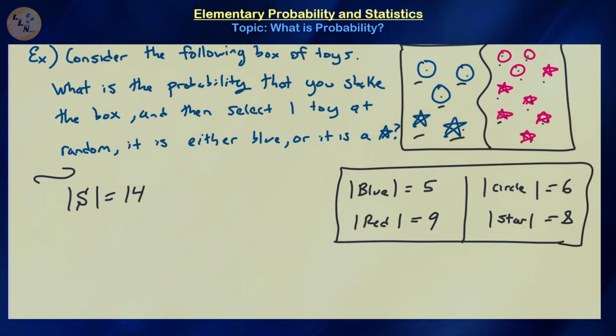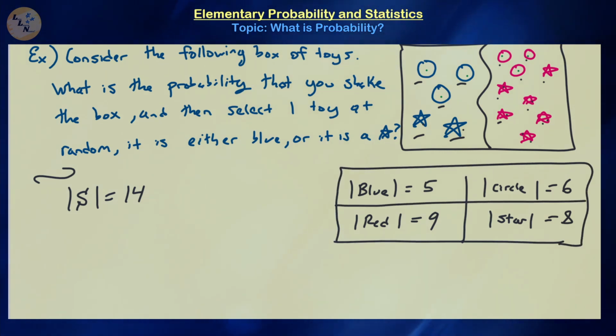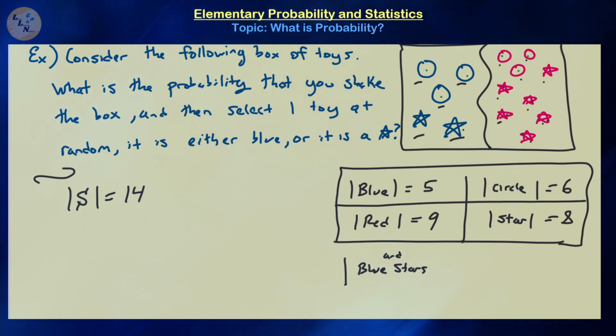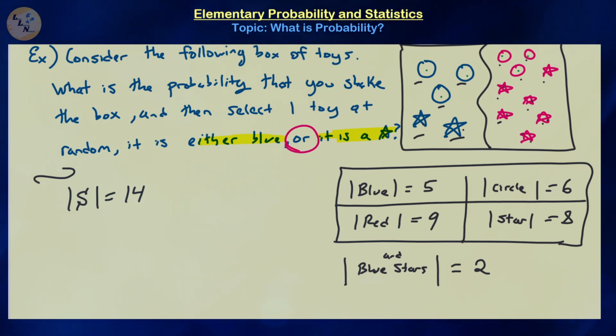Now, partitioning sample spaces is going to be a very handy trick in determining probabilities later when the problem becomes a little bit more complicated. And you can ask several different things. For example, what is the size of the set described by blue stars? So blue and star, I guess you would say. How many blue stars are in the set? There are obviously 2 of them. Now let us look at our particular problem that we're interested in. What is the probability that it is either blue or it is a star? Keyword here, or, so not necessarily both.